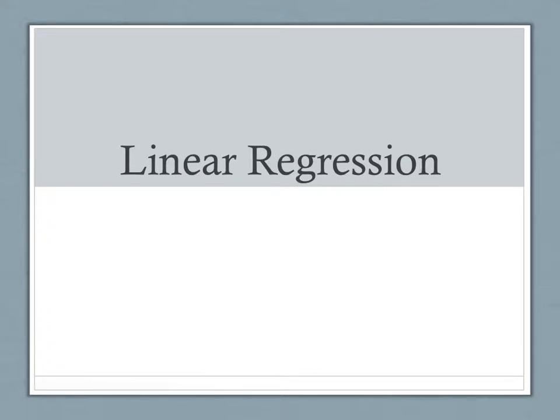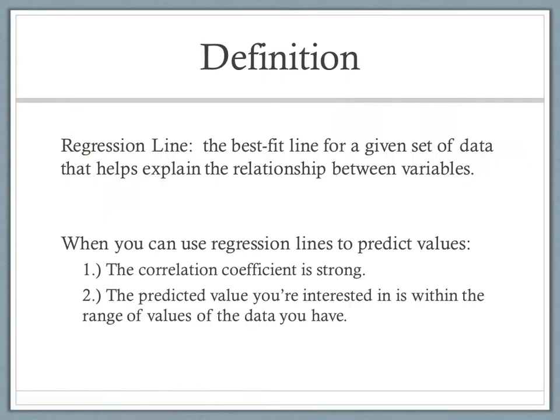Alright guys, we're going to talk about linear regression today, so let's go ahead and take a look at the definition. The definition of a regression line is the best fit line of a given set of data that helps explain the relationship. It's a line that's going to split your data points in half, or essentially follow the trend of your data points. You might see it called the best fit line or line of best fit.